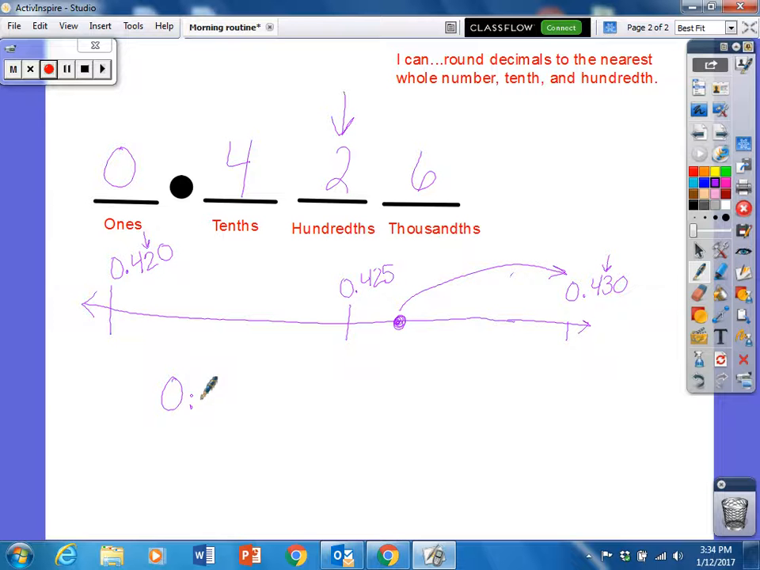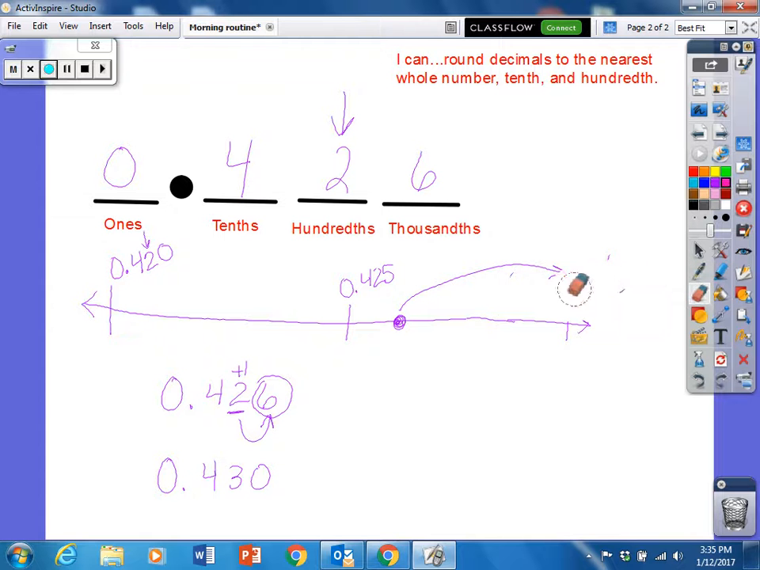Again, if we use the rounding rule, we underline our hundredths digit and look next door, 5 or more, add 1 more. 4 or less, just ignore. So the 6 falls in the 5 or more category, which means we need to add 1 to our 2. So it would be 0 and 430 thousandths, just like we got over here.